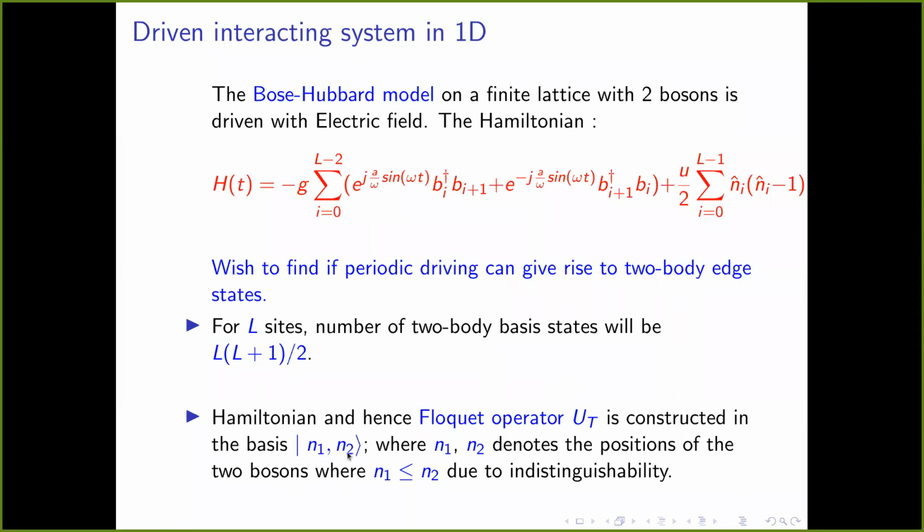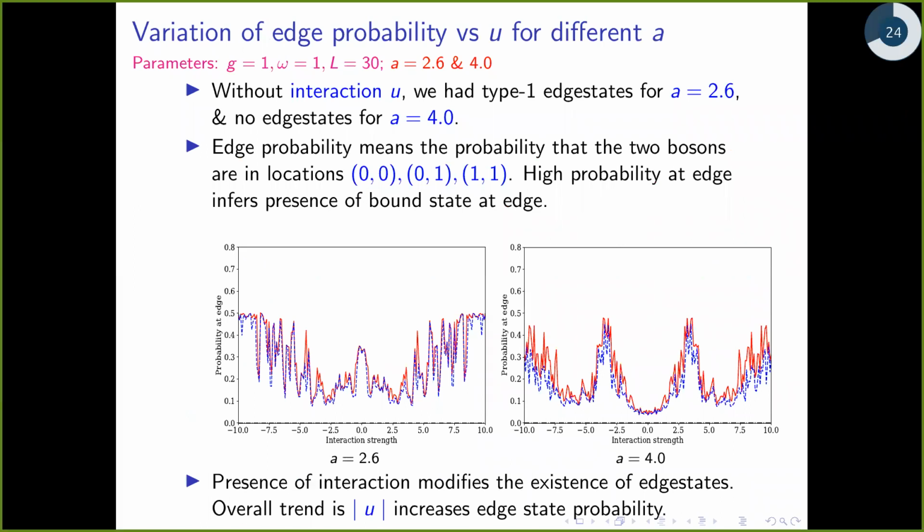This is another notation we have used. So N1 and N2 denote the positions of two bosons, but since they're indistinguishable, I have kept N1 less than or equal to N2. So in this basis, I have constructed the matrix and then the Floquet operator and found if we can get any edge state from the Floquet operator.